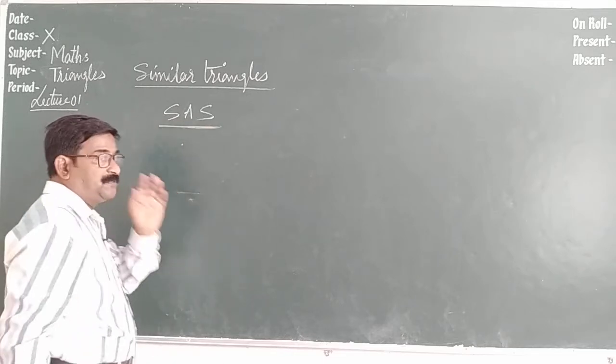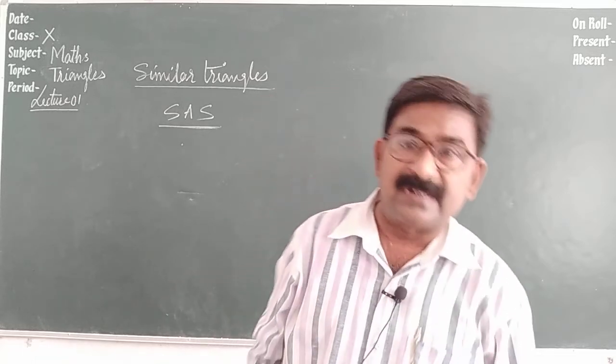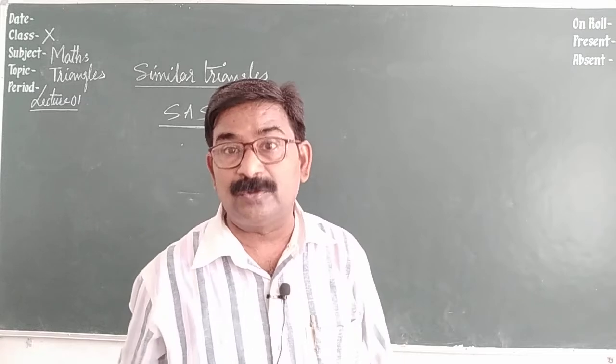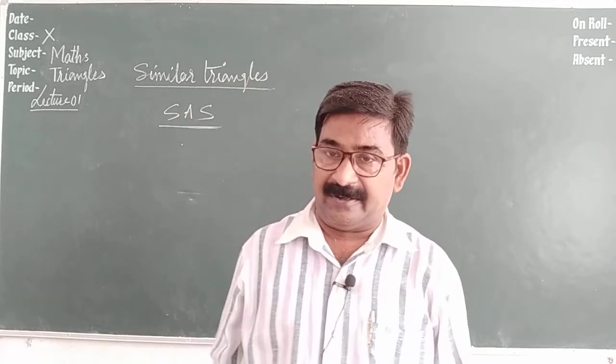SAS criteria of similarity means side angle side. SAS criteria was in congruence also. Then what is the difference between similarity and congruence? There is a great difference.